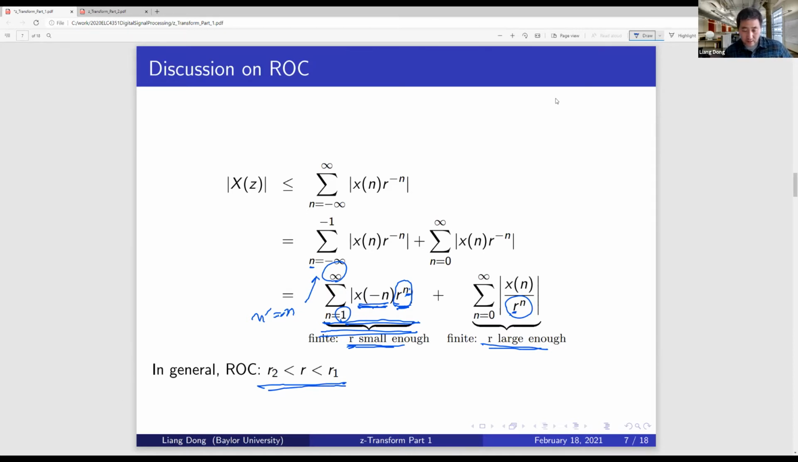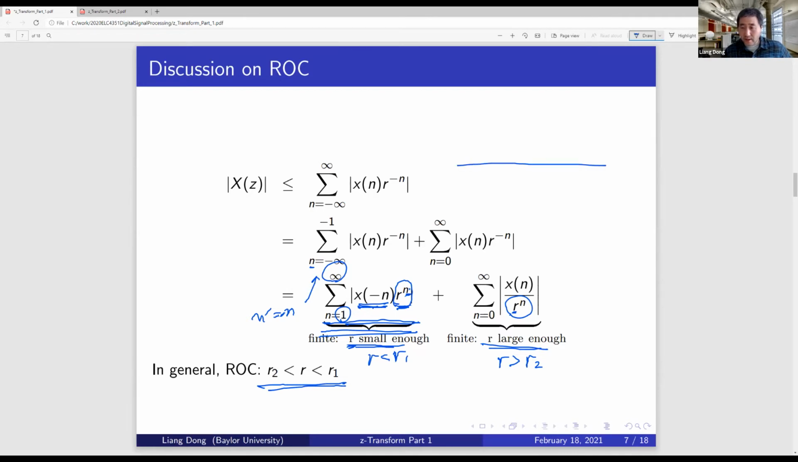So the first one is determined by the first term. This is determined by the second term. R should be large enough. And combining these together, we find out the region of convergence is between R2 and R1.